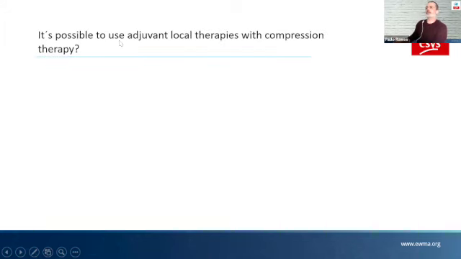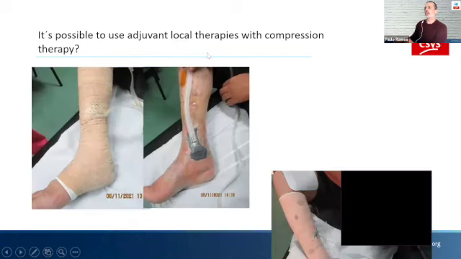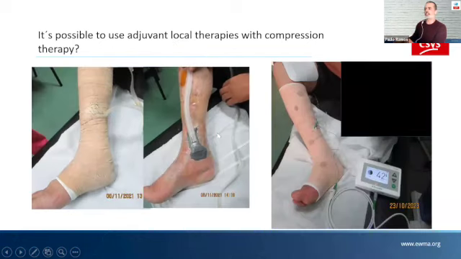So it is possible to use adjuvant therapies with compression. Yes, it is. You could use, for example, negative pressure wound therapy. The only care that I suggest is to put the device that is collecting the fluid, the reservoir of the device, not over the ulcer, but just a little bit up, and please use extra padding material to not cause pressure injuries on the patient.